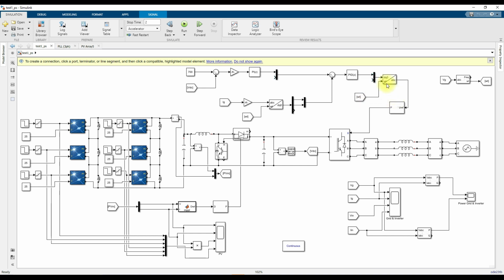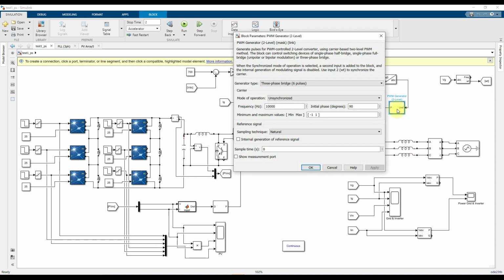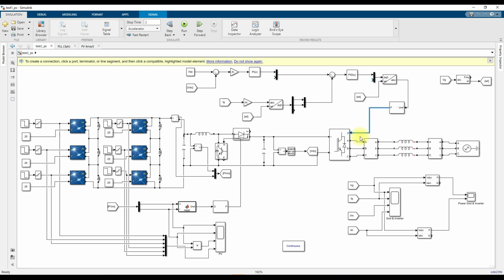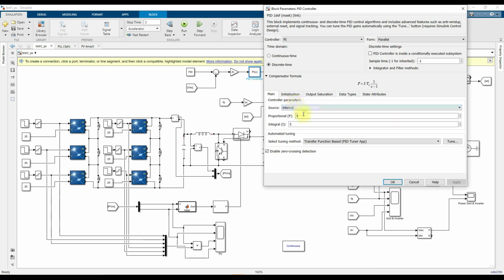After processing via the PI controller, we get the control signal, which is converted into ABC by the inverse Park transformation. This is the inverse Park transformation. After that we have the controlled voltage in the form of ABC. Here we process it via the 2-level PWM generator, which generates the pulses for this inverter.